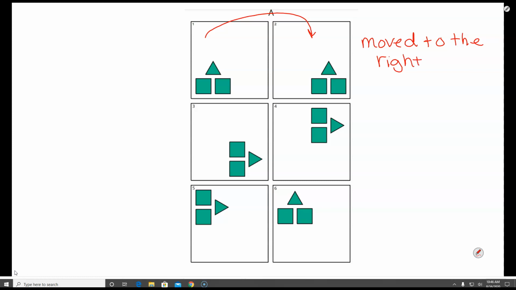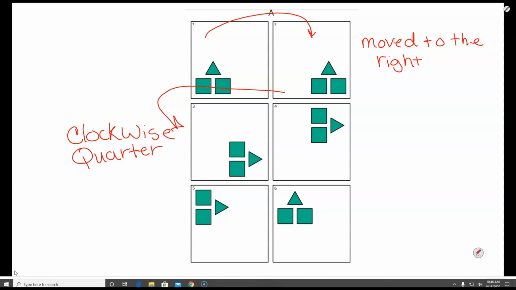Then from 2 to 3 is when it gets fun. What happened here? Oh, it spun around a little bit, but which direction did it spin? It looks like it went clockwise, right? Clockwise. Oop, let's spell that right. Clockwise. And you could have said it went a quarter of a turn. Or what is another way we could express this? We could have said it made a 90-degree clockwise spin.